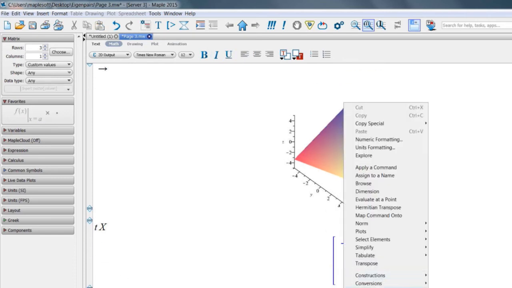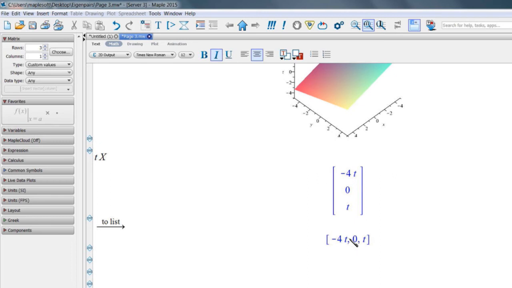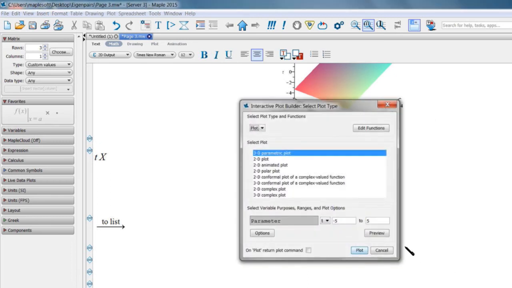Convert this to a list so that I can graph it. Where is the conversion to list? And then bring up the plot builder. Let's bring up the plot builder. The default here is -5 to 5. Let's make it -2 to 2.